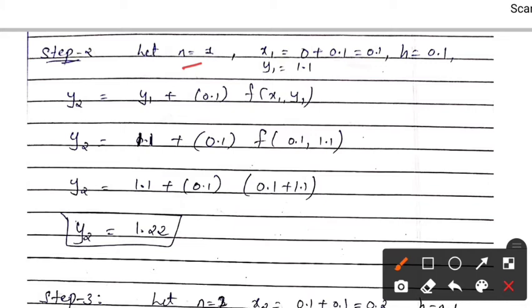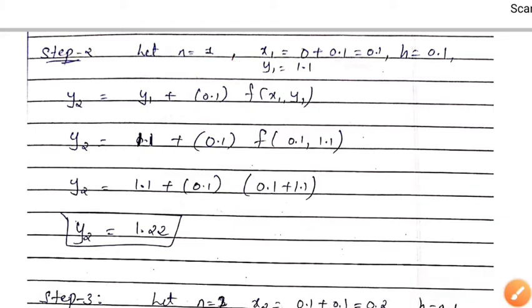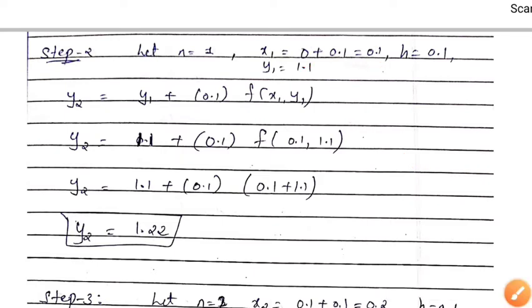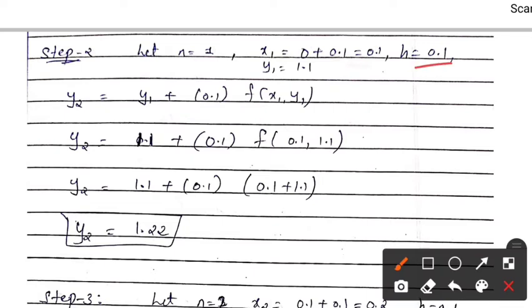Now here x1 is 0 plus 0.1. The above equation was for x0 and y0, right? Now your next equation is for x1 and y1. So x0 plus x1 will be what? x0 plus 0.1. Okay, h you are adding, so you are getting 0.1. Now this is your h, y1 you have obtained above is 1.1.